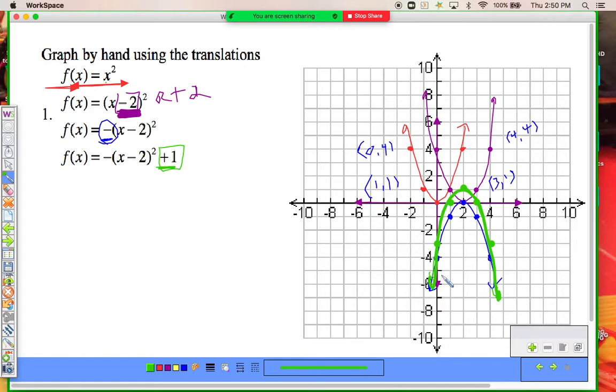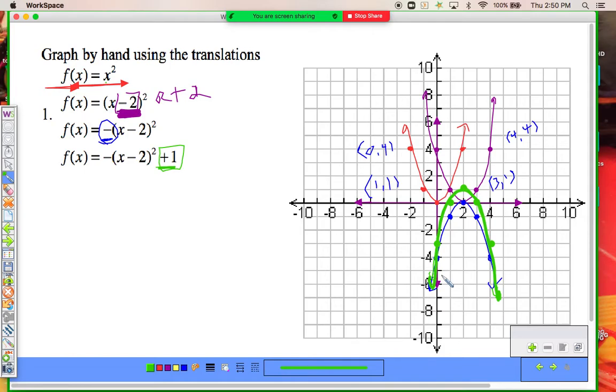All right, so this one, I told you step by step what to worry about next. We have our parent function. I put a minus 2 on the inside, so I moved everything to the right 2. I put a negative outside the function, so I flipped it over the x-axis. And then lastly, I took the one that was flipped over and I moved it up 1 unit.